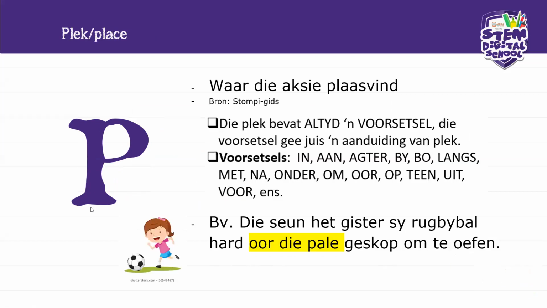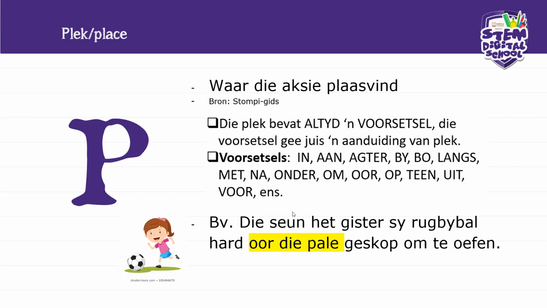Now this is important. The P is telling us about the place the action took place. So if I have my Afrikaans sentence, it will tell me where the action took place, waar die aksie plaasvind. From the Stompie-GIDS I took the screenshot. Die plek bevat altyd 'n voorsetsel. So when you want to identify the place, you must see in front of it or at the back, there will always be a voorsetsel. I think it's a preposition in English. So for instance, the words in, aan, agterby, bo, langs, met, na, onder, om, oor, op, teen, uit or voor would be with the place word.